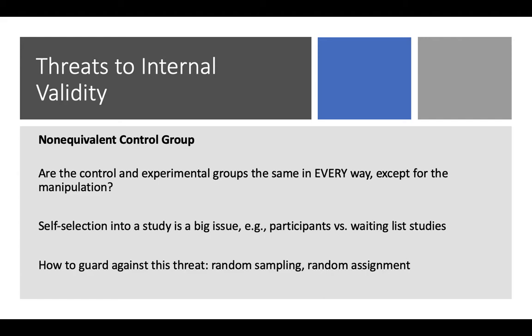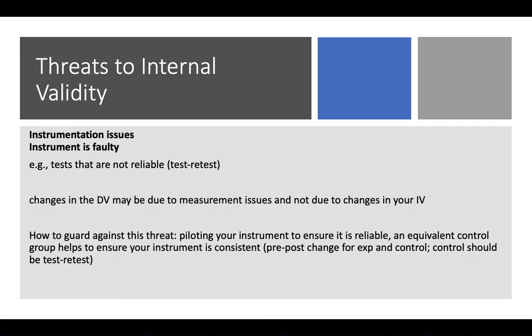Well, we always randomly sample from the population, and then we want to use random assignment. That way, those waitlisted students and the immediate access students are equally distributed between the two groups. Next, we have the threat of instrumentation issues.